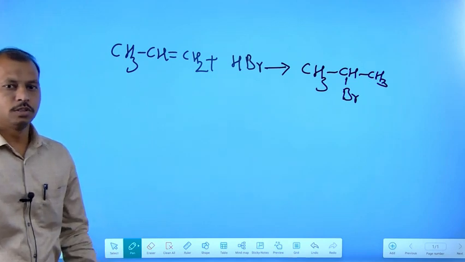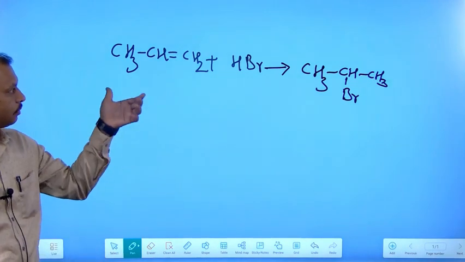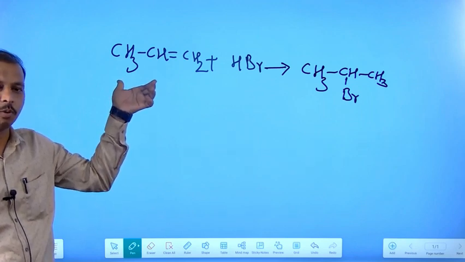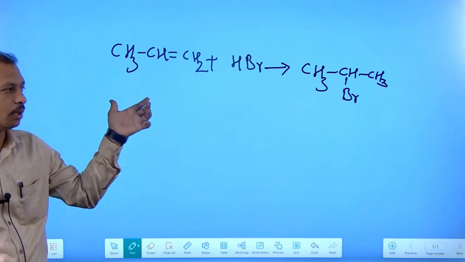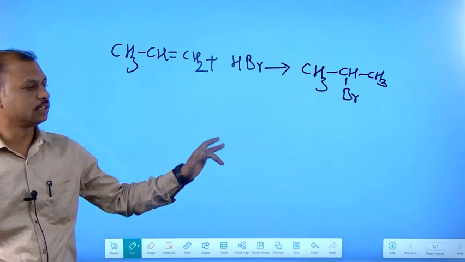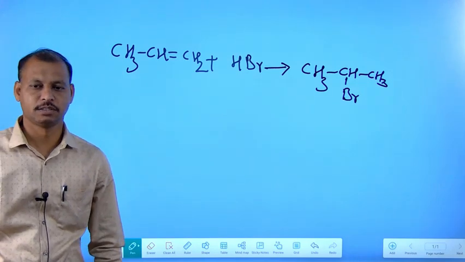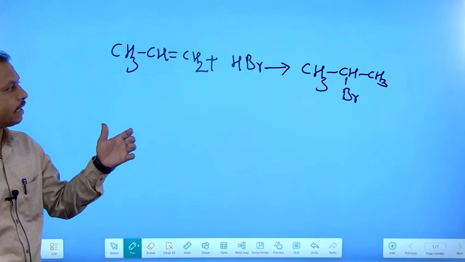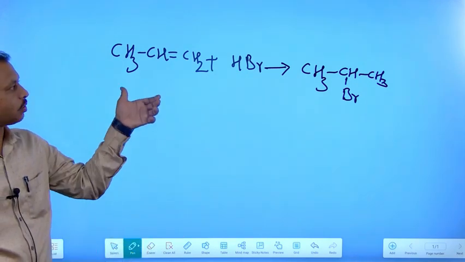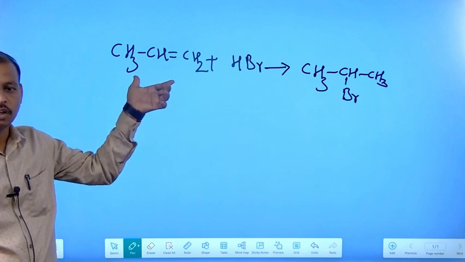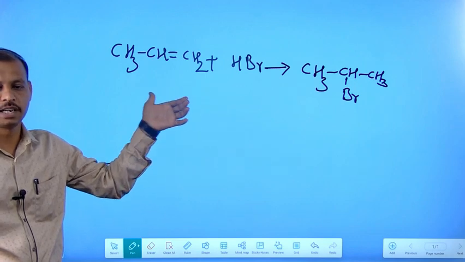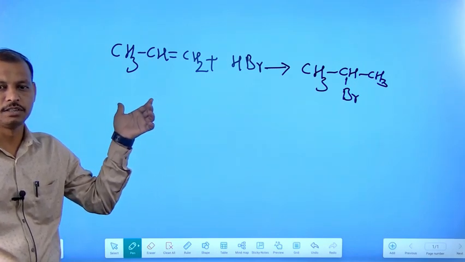Okay, so this is a simple reaction. The first one is the substrate which has a carbon-carbon double bond, CH3CH=CH2, plus HBr, and it will give CH3CHBrCH3 as the product. What happens in that reaction? Hydrogen and bromine are added across this carbon-carbon double bond, and first hydrogen is added, and therefore such a reaction is called an electrophilic addition reaction.